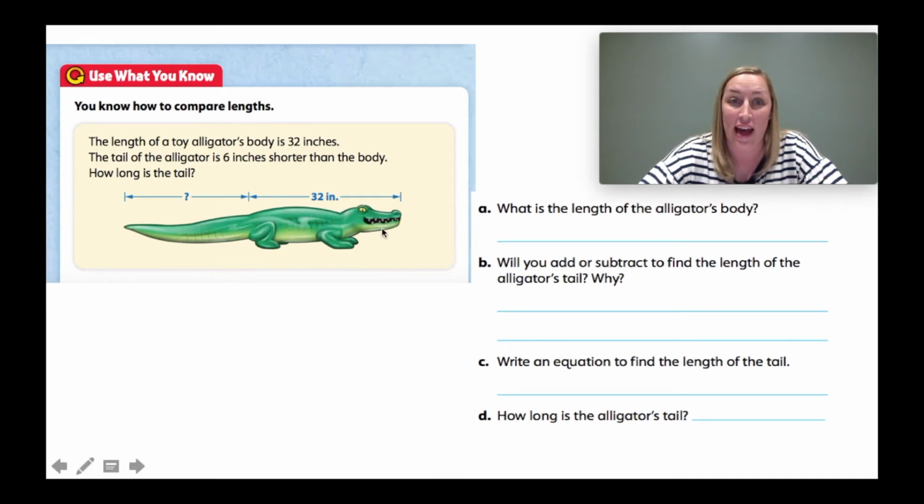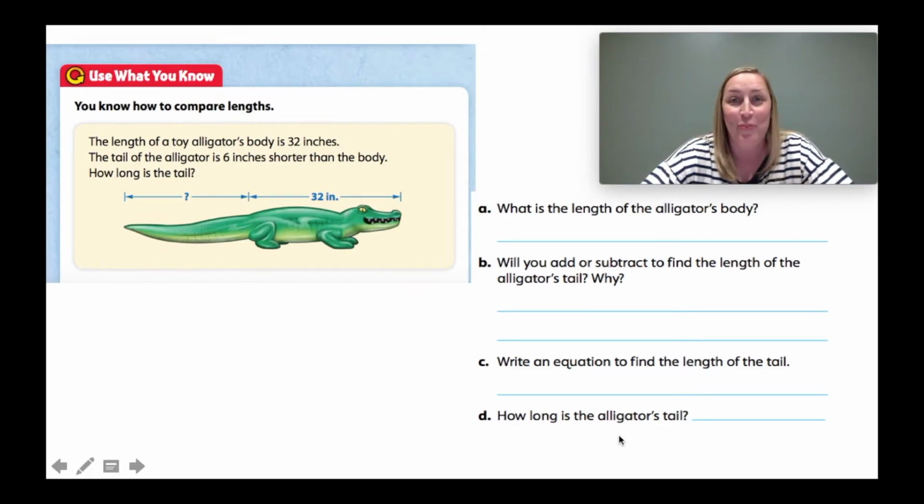Alrighty, if you said 32, which is how long the whole body is, minus 6, because it says it's 6 inches shorter, then you are correct. 32 minus 6 equals something. So question D says, how long is the alligator's tail?